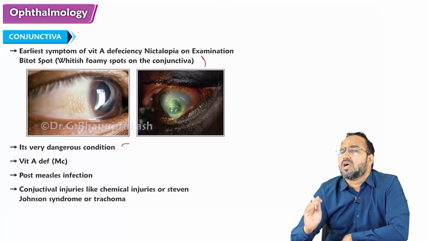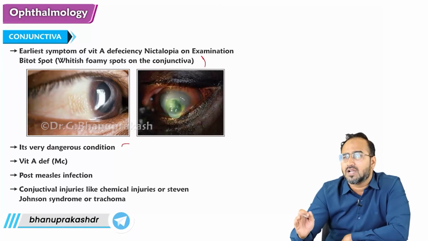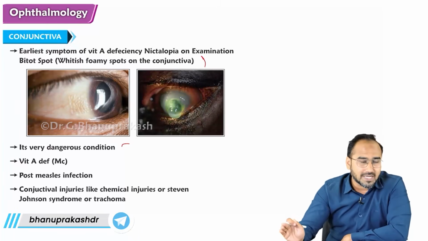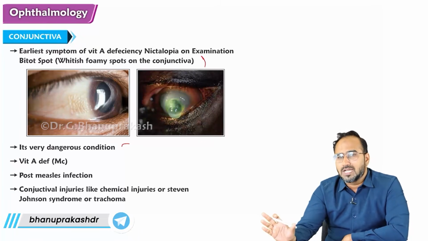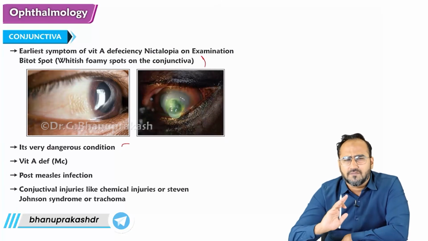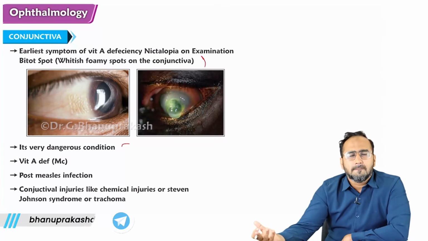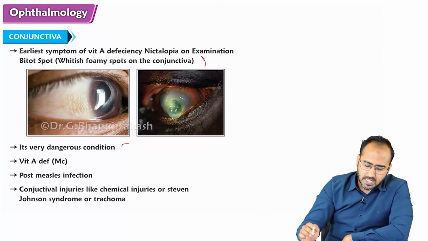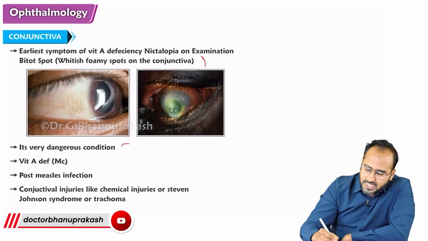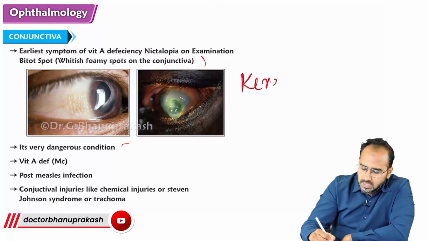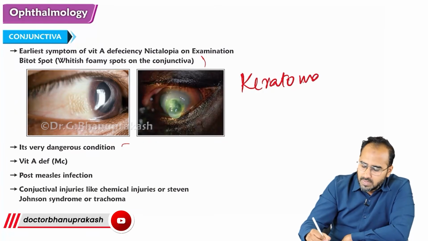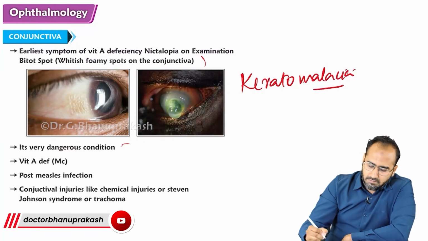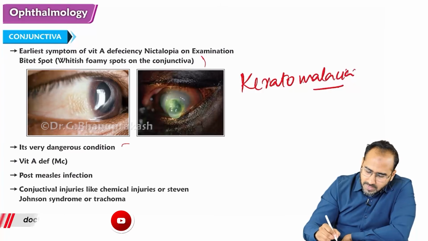Because you guys know cornea is responsible for how many diopters of the eye? 47 diopters. Total power of the eye is 60 diopters. If 47 diopters are gone, the patient is nearly blind. So the next condition that we are discussing is keratomalacia. Melting of the cornea is called keratomalacia.